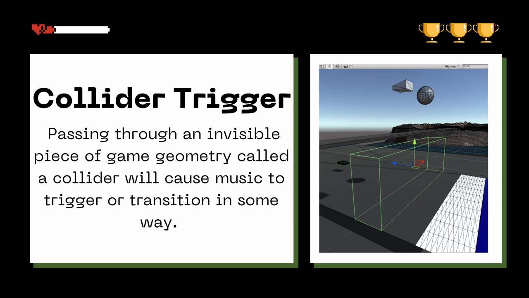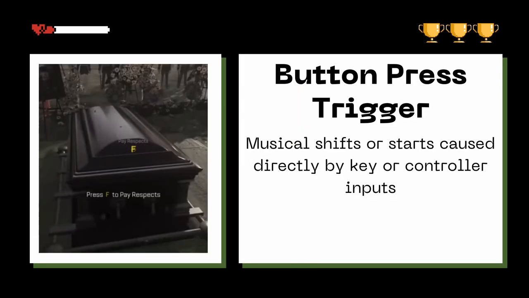A collider trigger in dynamic music is when passing through an invisible piece of game geometry called a collider will cause music to trigger a transition in some way. This could be like if you were walking into the king's bedroom and as soon as you enter the room, the tension music starts to play as you're about to assassinate him. A button press trigger is, as the name implies, when hitting some key or controller input causes game music to shift or trigger. This could be something like dismissing a menu or interacting with a game prop.